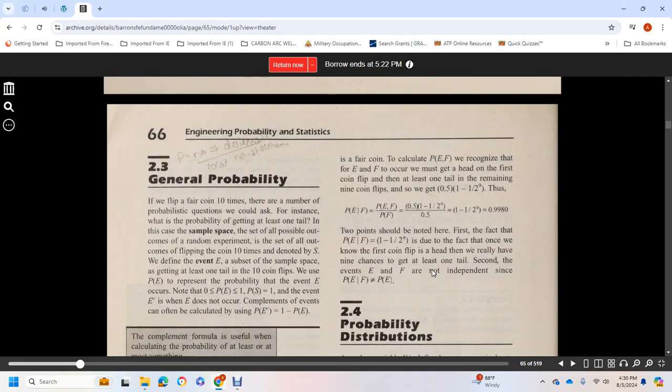Alright, 2-3, general probability. If we flip a coin 10 times, there are a number of possible sequences we could ask about. For instance, the probability of getting at least one tail. The sample space is the set of all possible outcomes of a random experiment, here flipping a coin 10 times, denoted S. The event E, a subset of the sample space, is given as at least one tail in 10 coin flips.